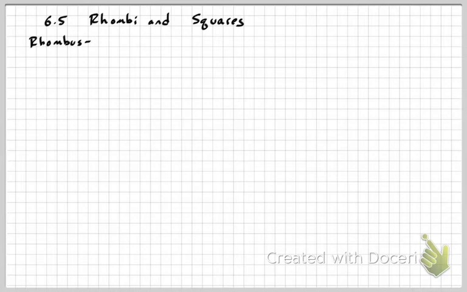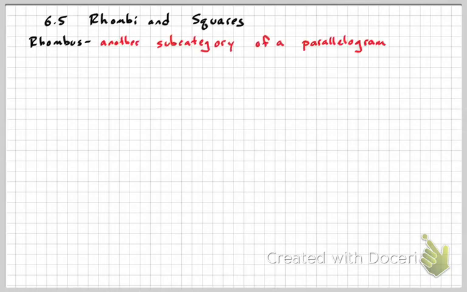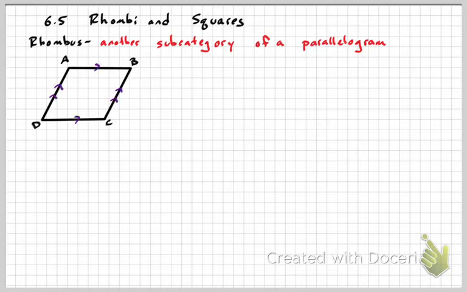Okay, so opposite sides are parallel and congruent. Opposite angles are congruent. Consecutive angles are supplementary. Diagonals bisect each other. Okay, but now the add-ons are going to be that all four sides are congruent.